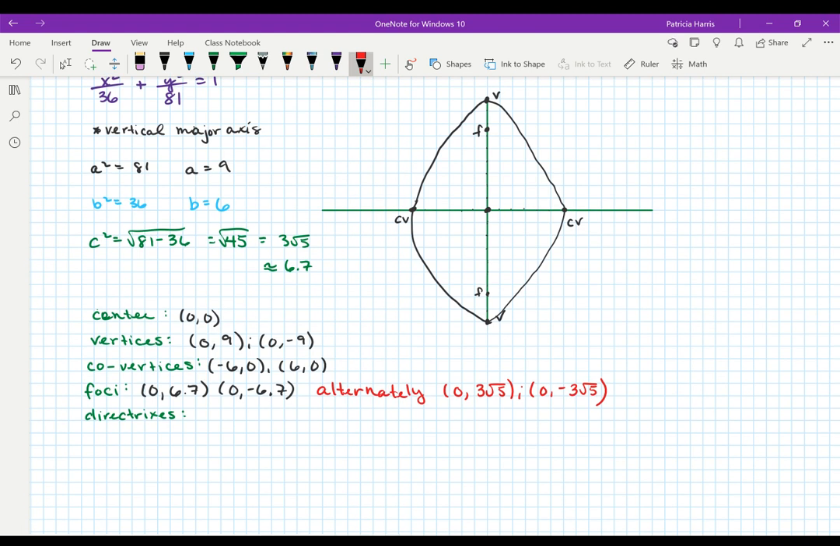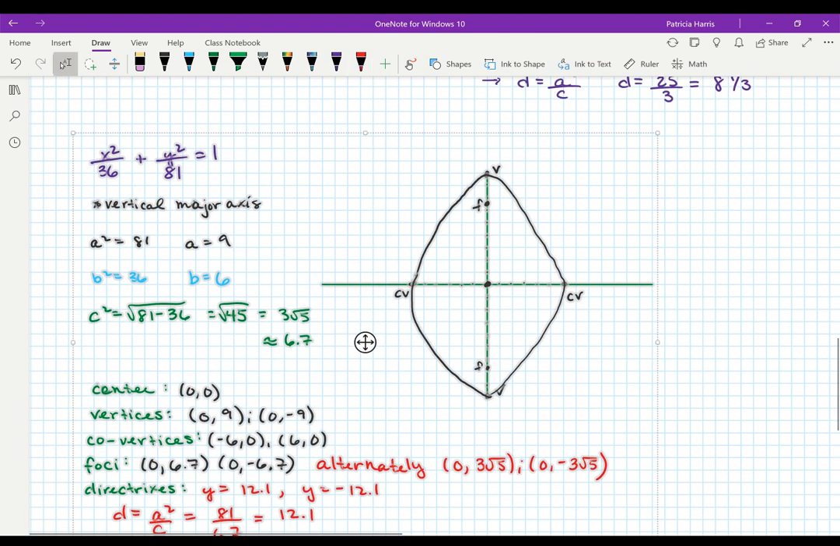Okay, now, so let's find the directrices. Okay, again, let's remind ourselves of the equation. So we're going to go D is equal to a squared divided by c. Okay, so that's going to be 81 divided by, we're going to use 6.7 just to make life a little easier. So 81 divided by 6.7, 12.1 with rounding. Okay, so your directrices are going to be at y equals positive 12.1 and then y equals negative 12.1.